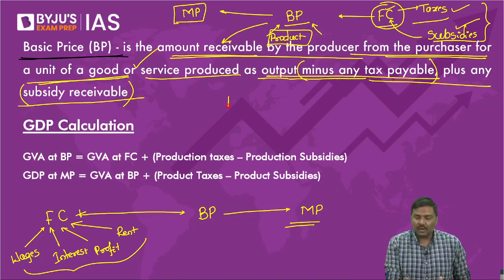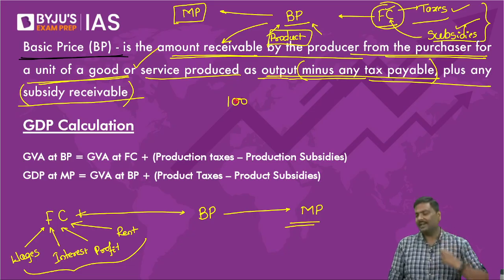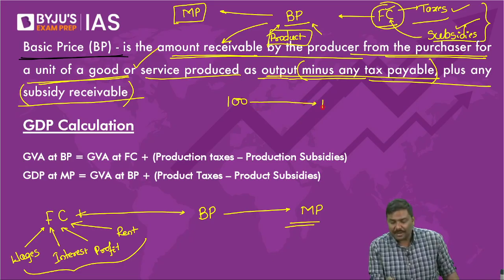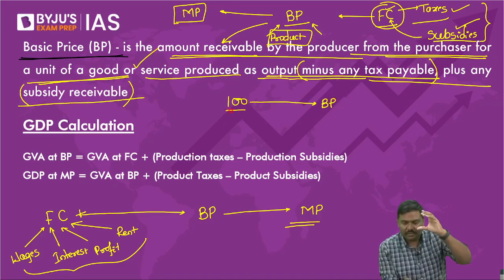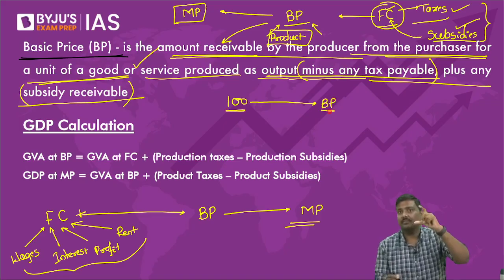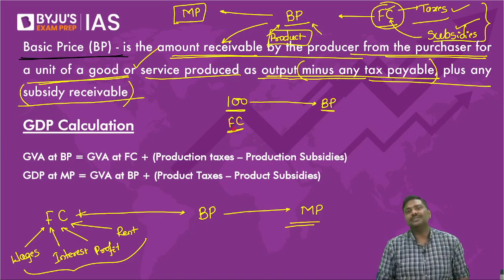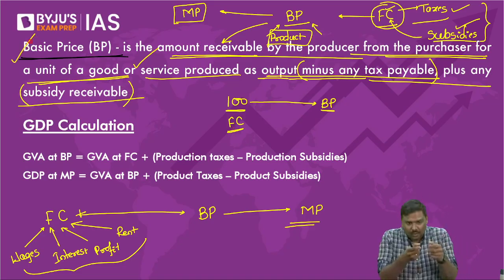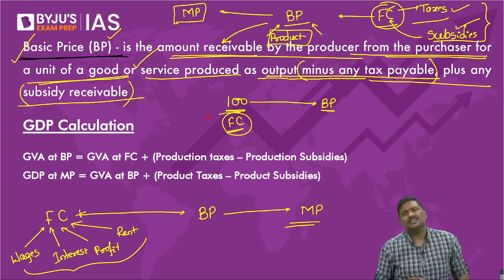Imagine the factor cost is 100. You are looking from 100 to basic prices, you're basically looking at it like this. But in that case, you'll have to start accounting with factor cost. Did I start with basic prices? That is, do I calculate basic prices in the definition using factor cost?